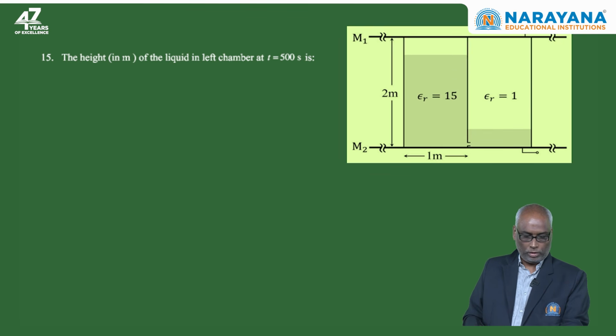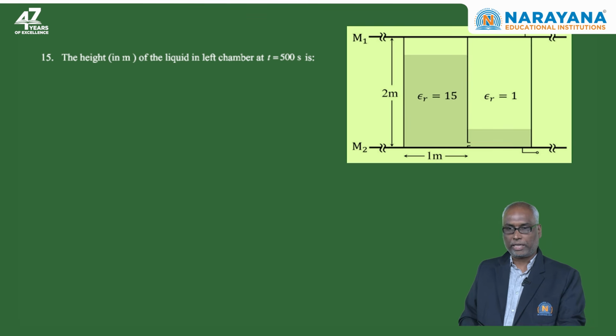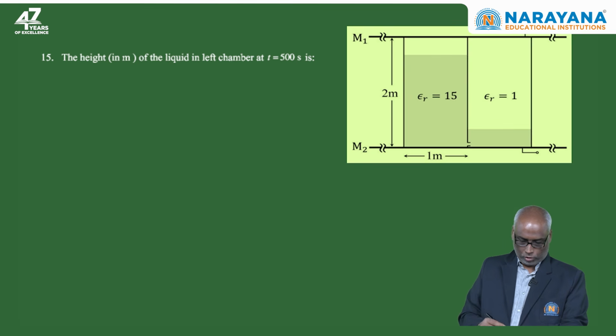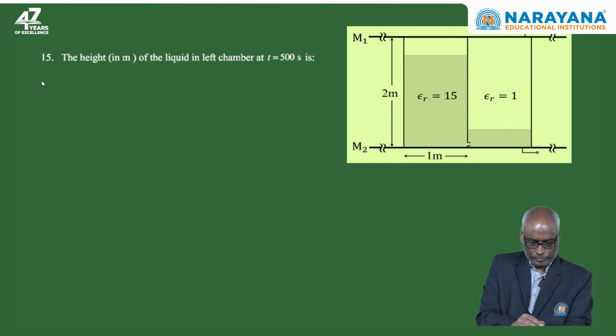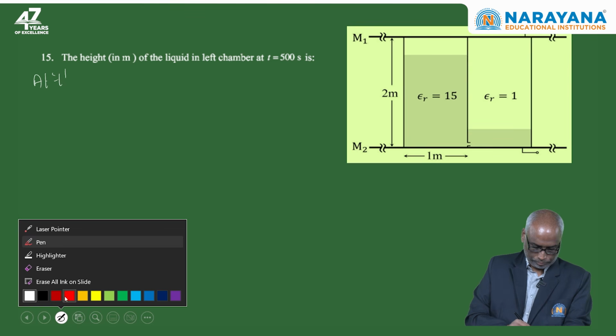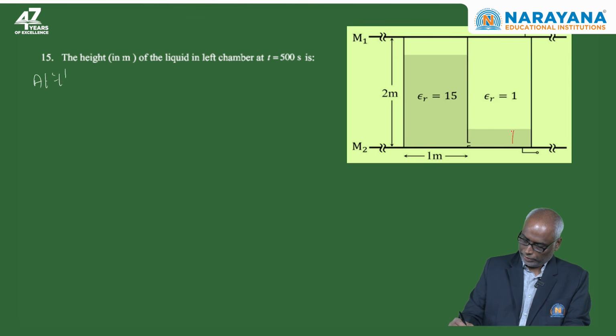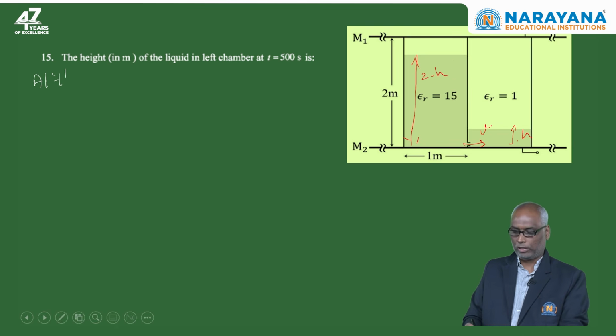So, question number 15: the height in meter of the liquid in the left chamber at t equals 500 seconds is dash. Here the liquid is flowing from the left chamber to the right chamber through an orifice arranged at the bottom of the partition of the two chambers. What we will consider is, at an instant of time t, I will imagine that the height of the liquid in the right chamber is h, such that the height of the liquid in the left chamber becomes 2 minus h. The velocity of efflux from left chamber to right chamber is v.